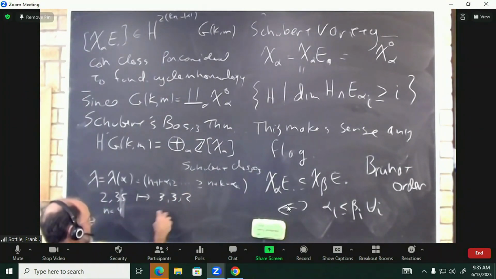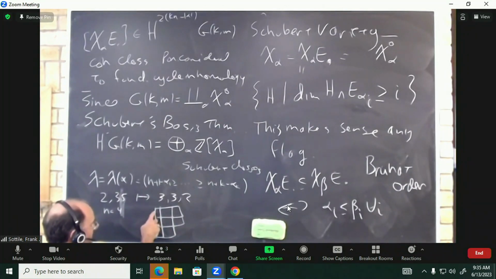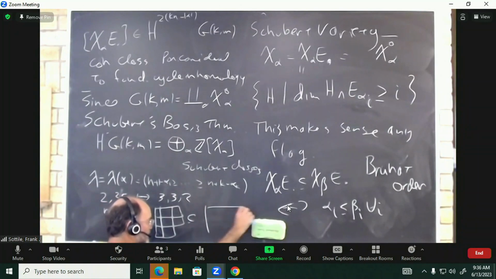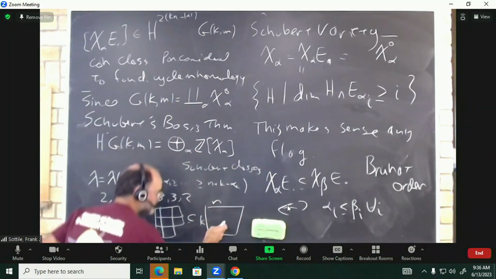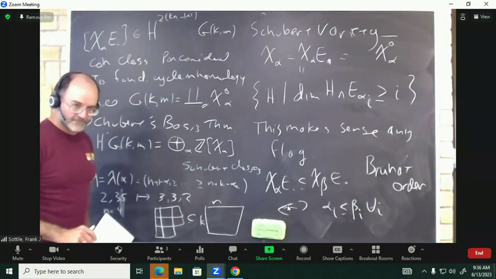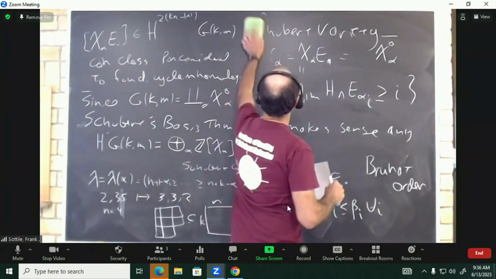Okay, so this sequence goes to 3, 3, 2, and people like to write this, well, people like me like to write this as a sequence of boxes where I have lambda i boxes in the ith row. And this sits inside of a rectangle of size k by n.